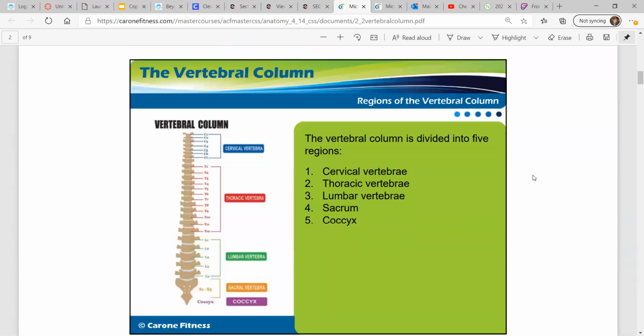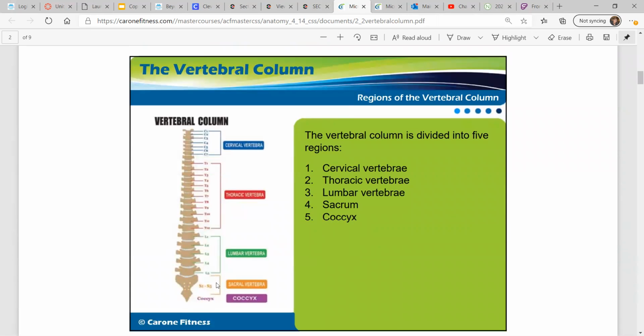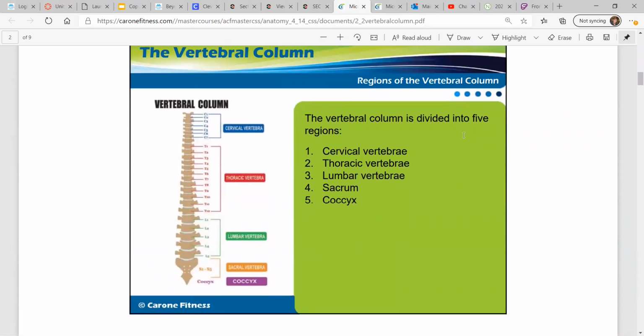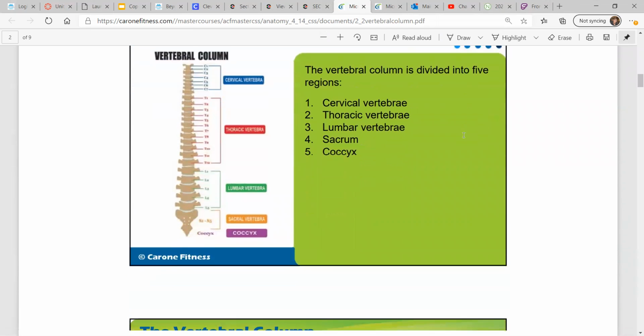So here's a diagram. You can see here the coccyx, the sacral vertebra, lumbar vertebra, thoracic vertebra, cervical vertebra: neck, middle region, lumbar lower region. Those are the 5 regions.